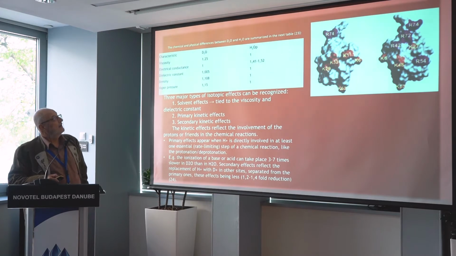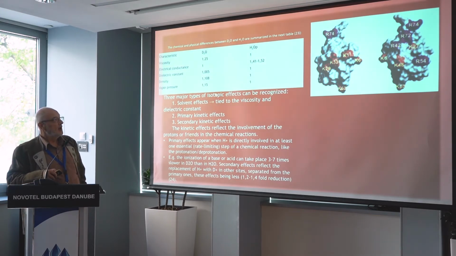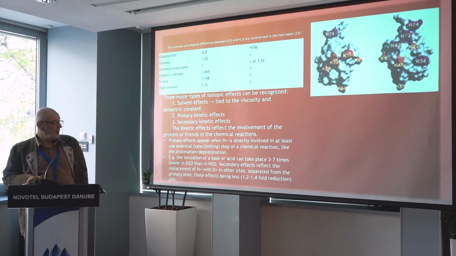Of course, the chemical and physical differences between heavy water and normal water are summarized in the next table, and we can observe the major types of isotopic effects: solvent effects, which are tied to the viscosity and the dielectric constant, primary kinetic effects and secondary kinetic effects. Those reflect the involvement of the protons, or deuterons, in the chemical reactions. Primary effects appear when the proton is directly involved in at least one essential step of a chemical reaction, like protonation or deprotonation. For example, the ionization of a base or an acid can take place 3 to 7 times slower in heavy water than in normal water.